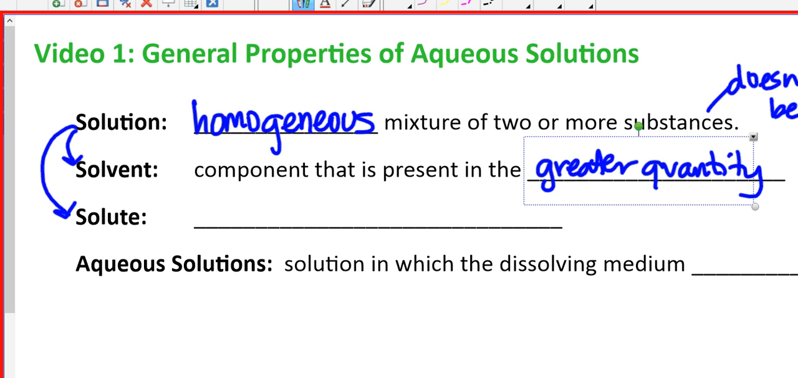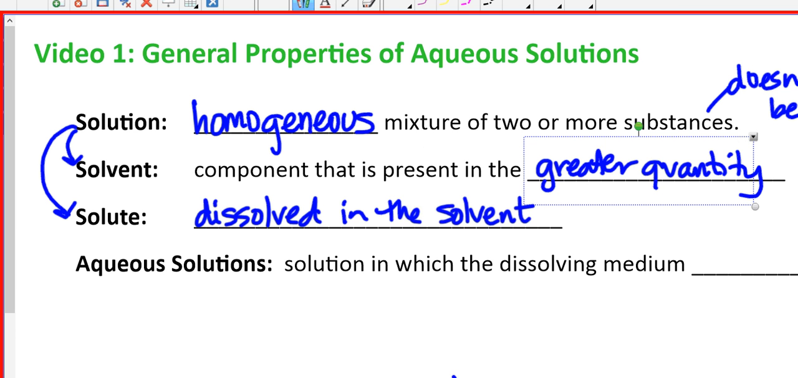The solute is what gets dissolved in the solvent. And sometimes this is very obvious. Water, salt gets dissolved in the water. So salt would be the solute, the solvent would be water. Sometimes it is not as obvious as that. Like let's say you have two liquids. So another way to think about this is your solute is going to be whatever you have less of. If your solvent is greater, your solute is less.